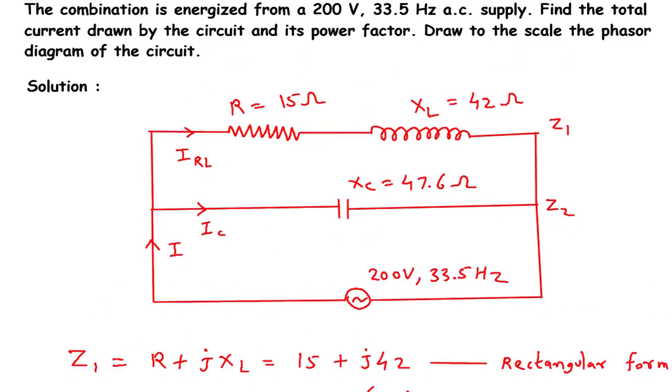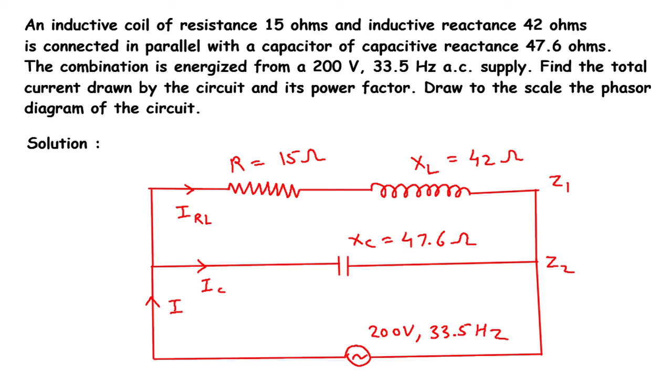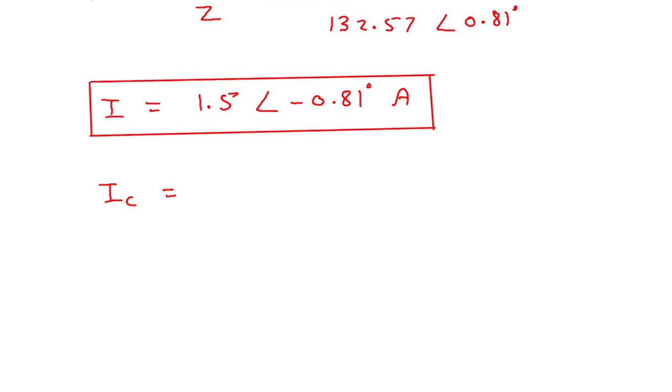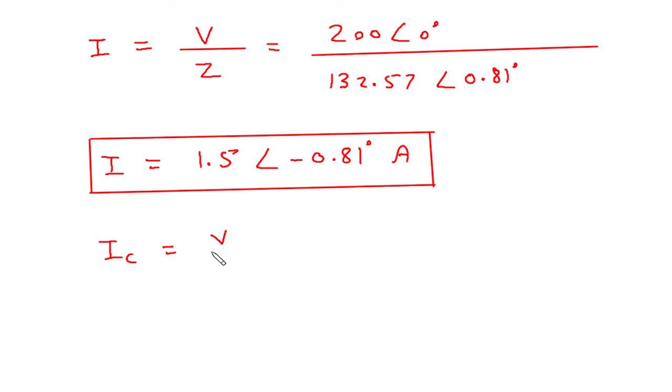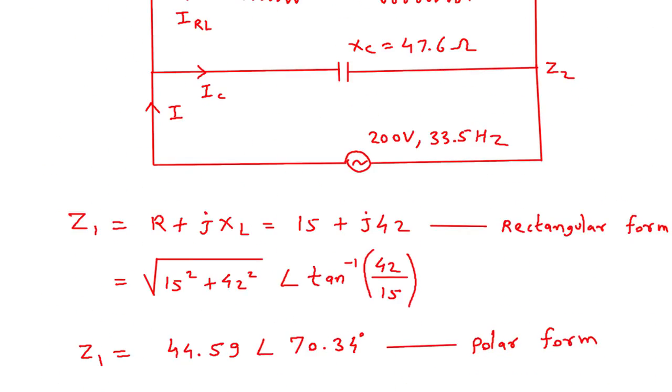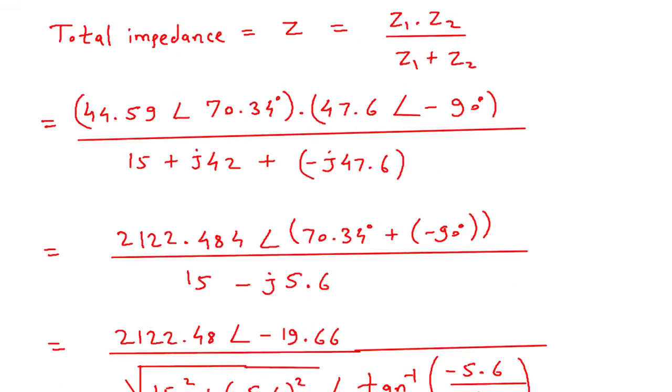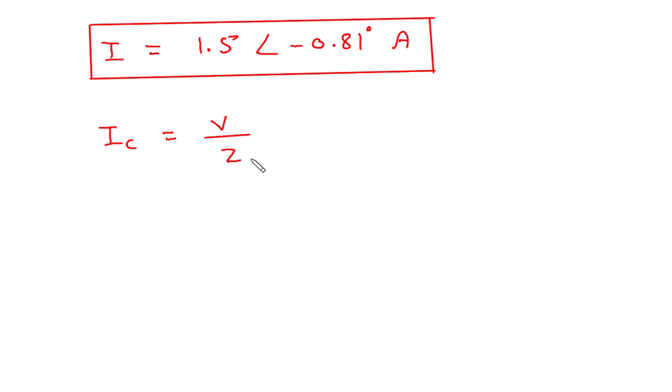So first of all, let's say we will find IC, the current through the capacitor branch. The current IC will be equal to, again according to Ohm's law for AC circuit, V upon impedance of this branch, Z2, and the voltage across this branch is the same voltage V because it is connected in parallel. So V divided by Z2.